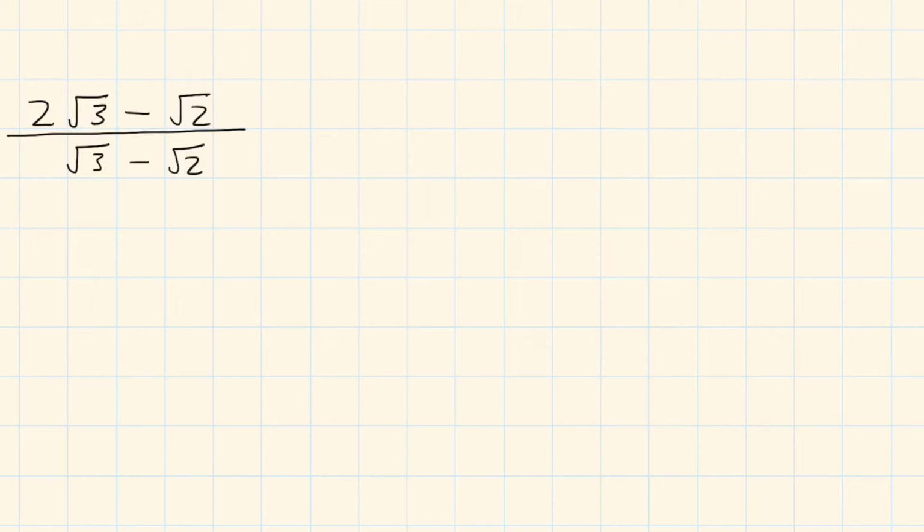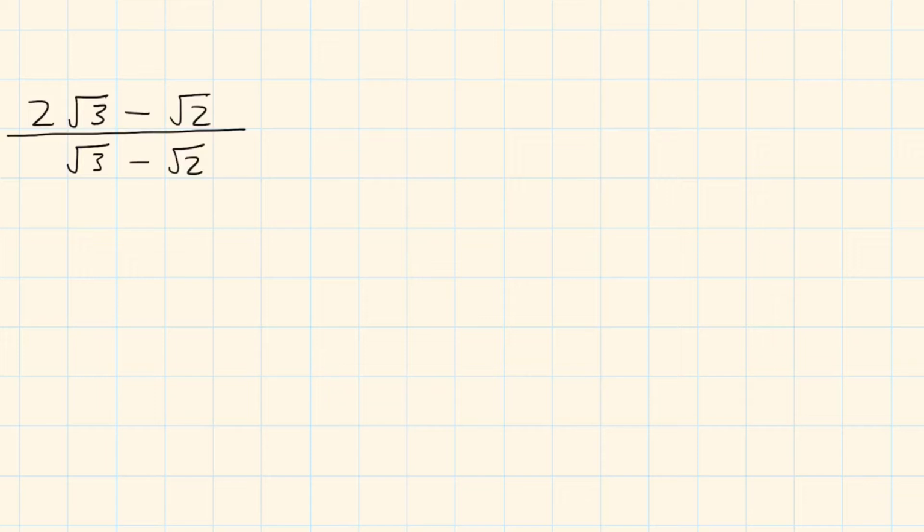2 root 3 minus root 2 over root 3 minus root 2. So this one's going to be a little bit more difficult because we're going to have to FOIL the numerator, because there's two terms in the numerator, two terms in the denominator. When we multiply two terms times two terms, we have to FOIL it out. So that's the only difference with this one and the last few examples.